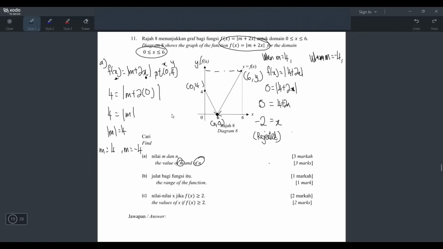Okay. So when m is -4, what is your fx? Okay, let's draw a line here. So what is your fx? Your fx will be modulus m plus 2x, which is modulus -4 plus 2x. And then now you will ganti y equals 0 also to find the point n, to find the x-intercept. So it will be 0 equals modulus -4 plus 2x here.